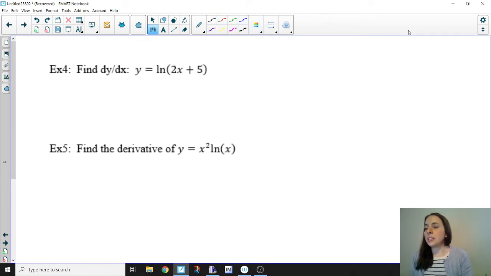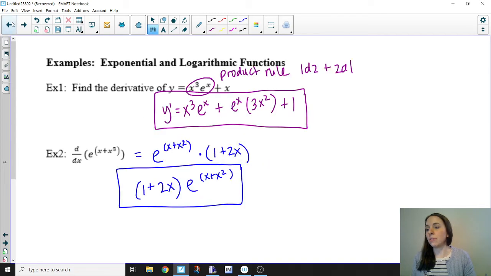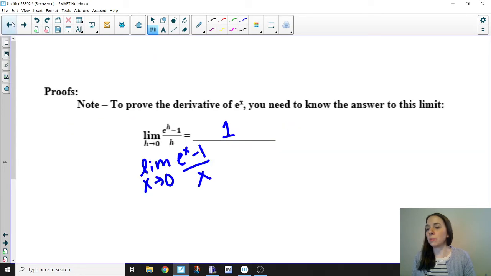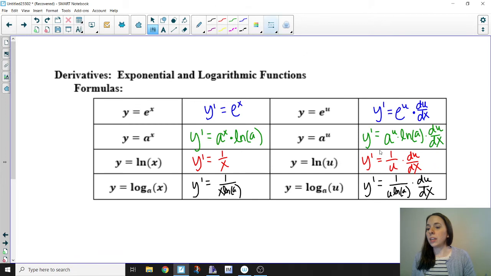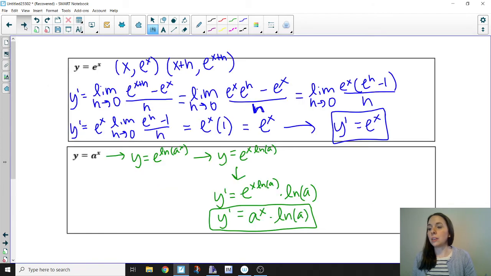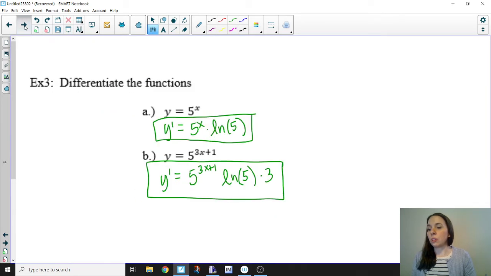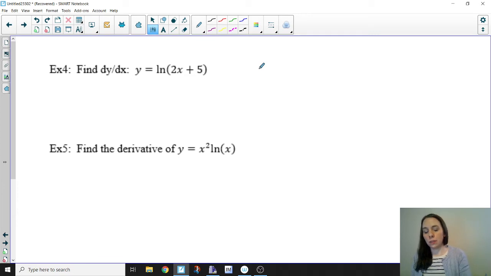Example 4, find dy dx for y equals the ln of 2x plus 5. Okay, so we're going to use our ln of u formula here because we don't just have an ln of x, we have an ln of something more. And so our ln of u formula says y prime comes from 1 over the u, whatever's in here, you put 1 over it in the derivative, and then don't forget to multiply by the derivative of it. So let me show you what that looks like right here.